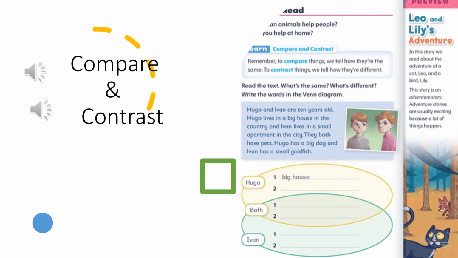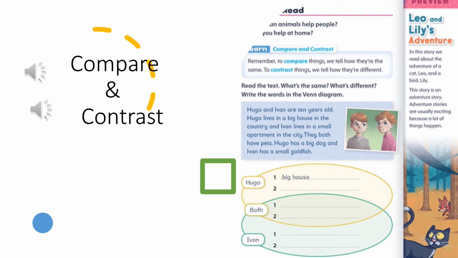Okay, students, here is the compare and contrast topic on page number 17 of your student book. As you have already done this topic, let's revise once again. What is compare? Compare means you need to see what is the same in both things. And contrast means what is different in them.